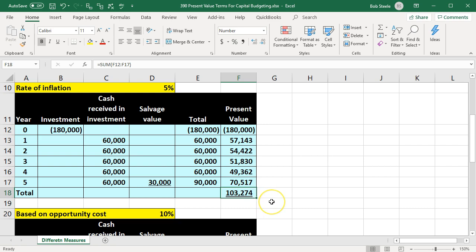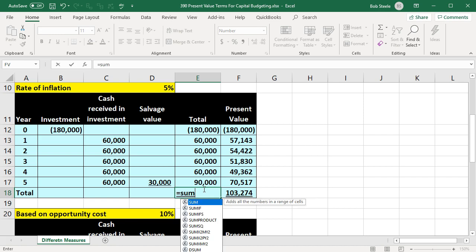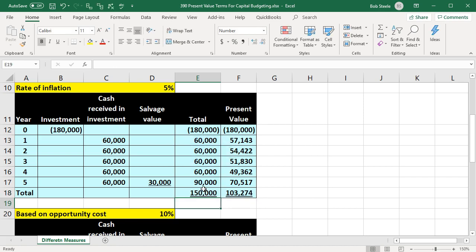So there we have the 103,274. This is what we think in today's dollars is, given the purchasing power, as opposed to the actual cash flows, which would be the 150,000. So 150,000 actual cash flows. We're going to say that present value, the purchasing power, given a 5% rate, is 103,274. And then again, we could copy this all the way across so that we have the cash flows by investment, cash received, and the salvage.